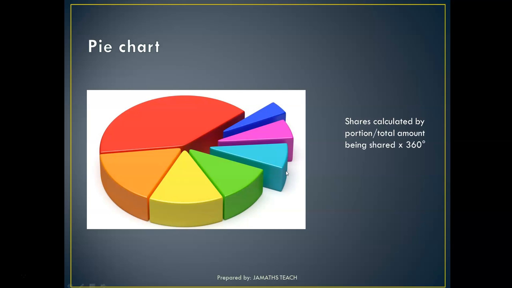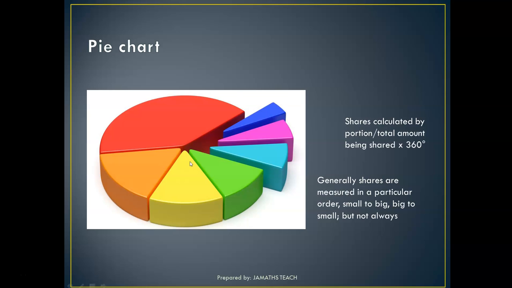We calculate each share by putting the portion that each part is shared into over the total amount being shared, multiplied by 360 degrees. That is how we get the angle for each portion. So this is an angle, that is an angle, that is an angle, etc.